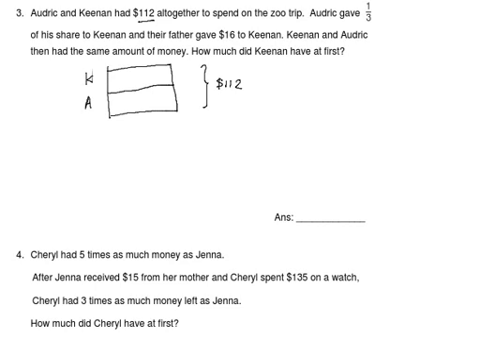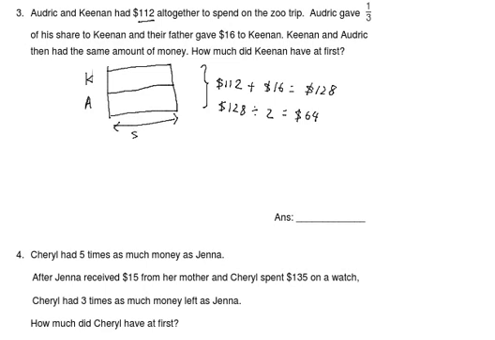So we know that they have $112 and we need to add the $16 that the dad gave, right? And we get 128. And this 128 is shared equally between Keenan and Audrey, right? Because at the end, they have the same amount of money. So I know that 128 divided by 2 equals $64. So I know that each of them has $64 at the end. Okay, $64.